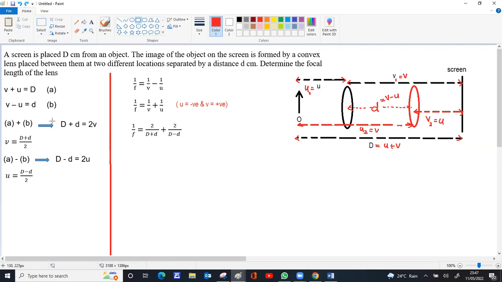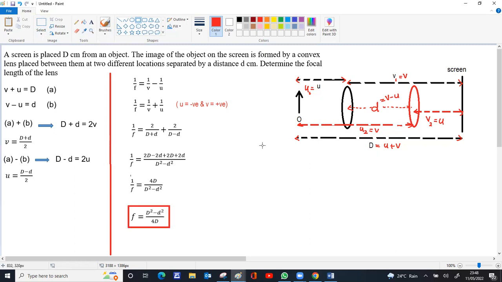So v is (D plus d) by 2, so 1 by v will be 2 by (D plus d), plus 1 by u will be 2 by (D minus d), taking LCM. 2 into (D minus d) plus 2 into (D plus d) by (D plus d) into (D minus d). So 2D minus 2d plus 2D plus 2d. A plus b into a minus b is a square minus b square. The small 2d gets cancelled, capital 2D becomes 4D. So 4D upon D square minus d square. If we cross multiply and solve it, f becomes (D square minus d square) by 4D.